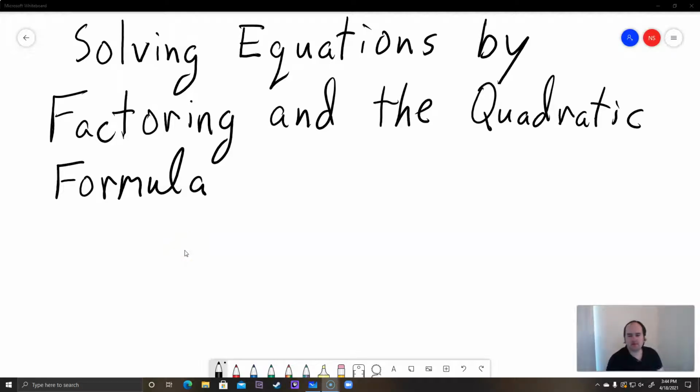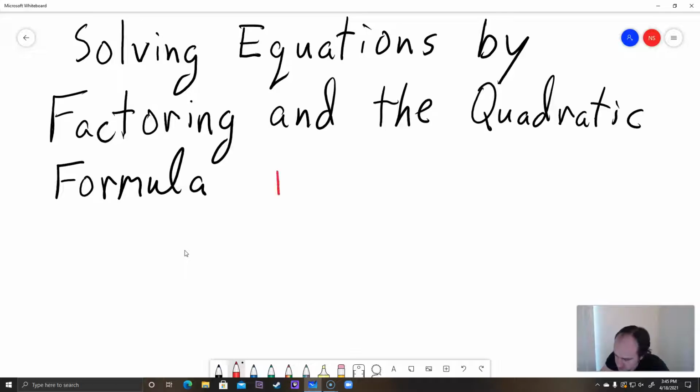Hi students, this is a lecture on solving equations by factoring and the quadratic formula. Here we're just going to be focusing on equations where the highest power is 2, so they're quadratic equations. And in this video we're also going to be focusing on equations that have only real roots, so we're not going to have any complex roots here.